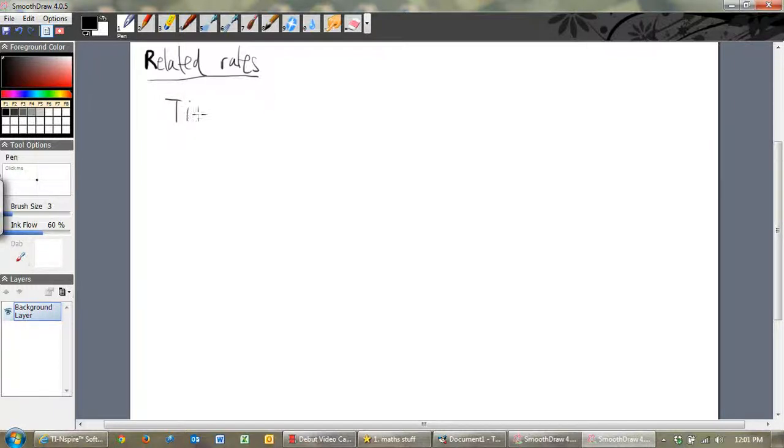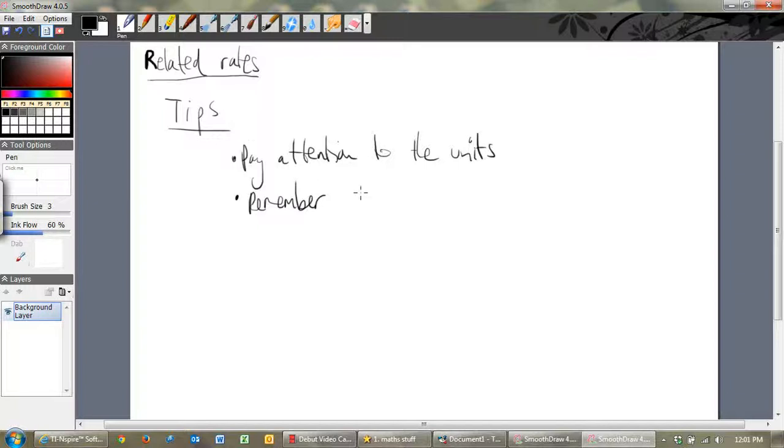My tips for doing related rates questions, okay, is to firstly pay attention to the units. Have a look carefully at the units, and they will help you with the question. So look at the units that are being used. It'll really help. Remember, you'll always use the chain rule. The chain rule will connect those rates together, and so that will help you as well.